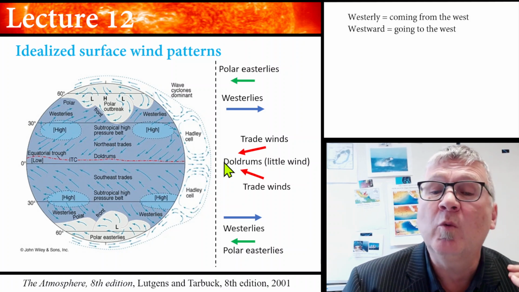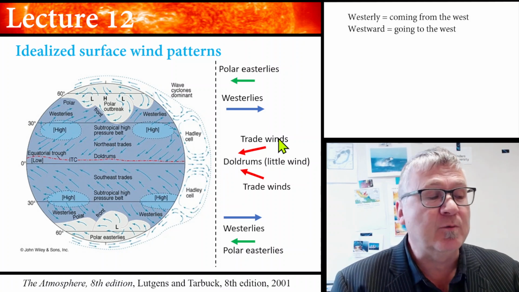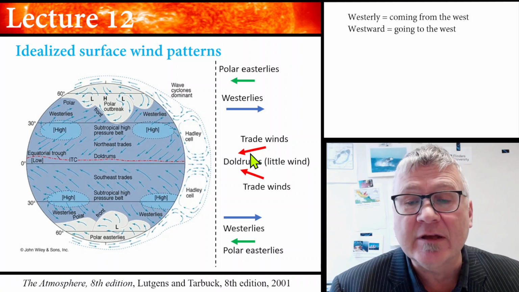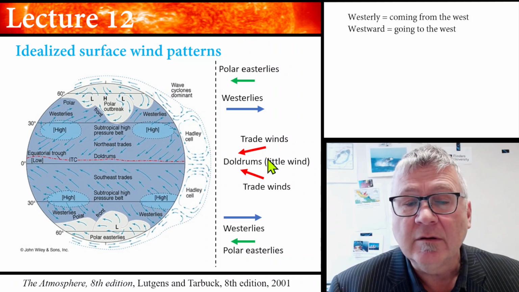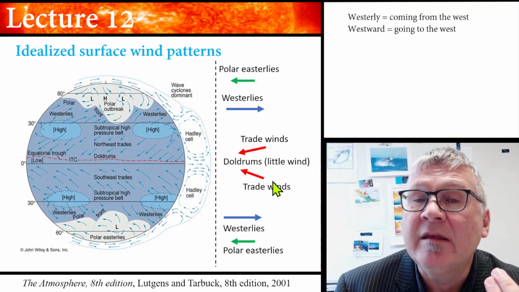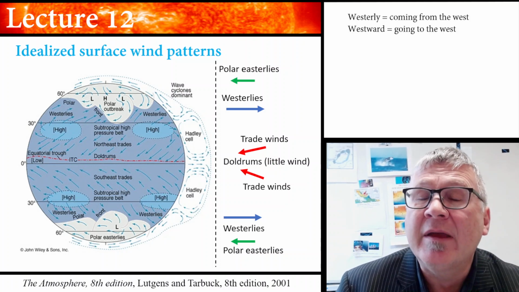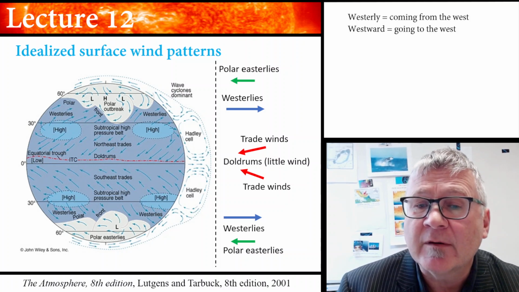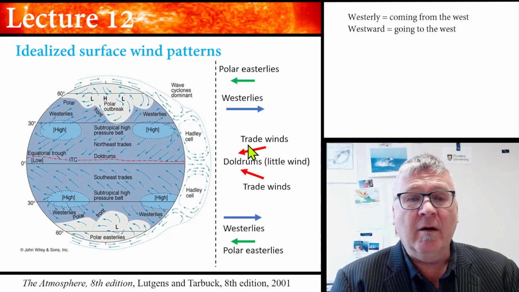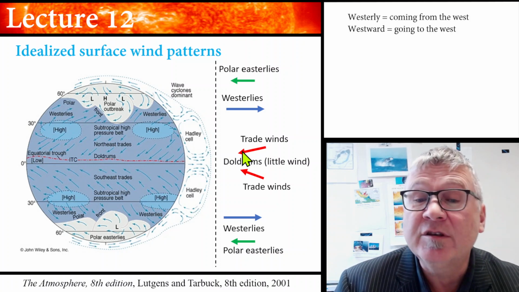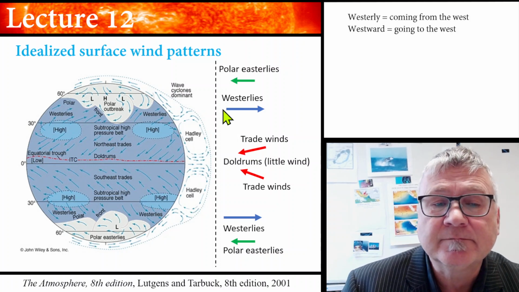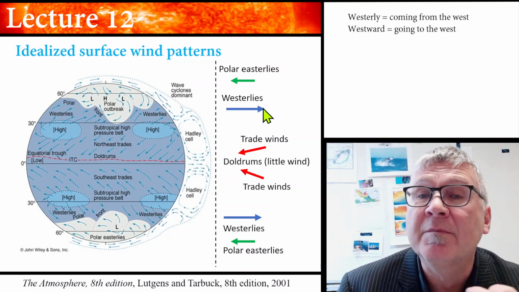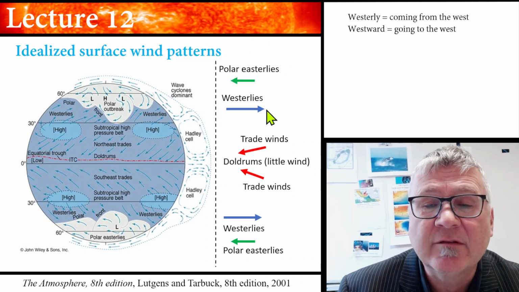And then a little bit away from the equator, we have the trade winds, which are easterly winds. And easterly means wind coming from the east. And then at mid latitudes, we have westerlies. Westerly means wind that comes from the west.